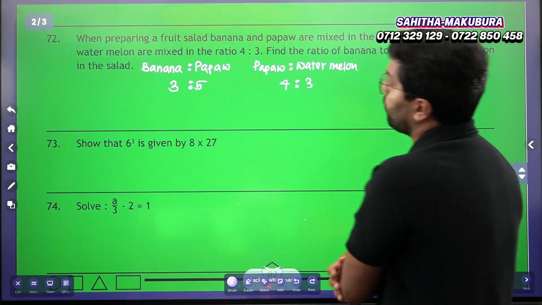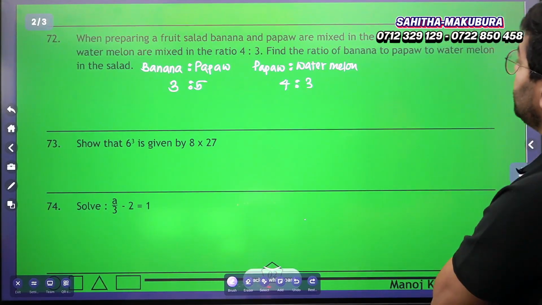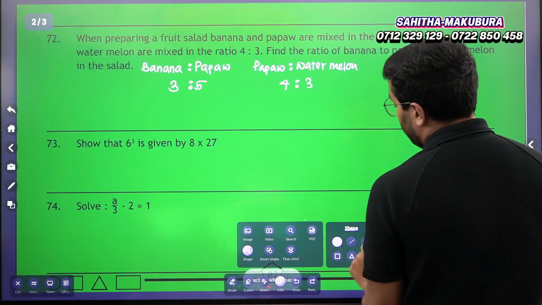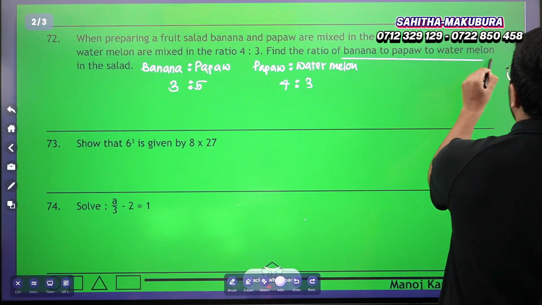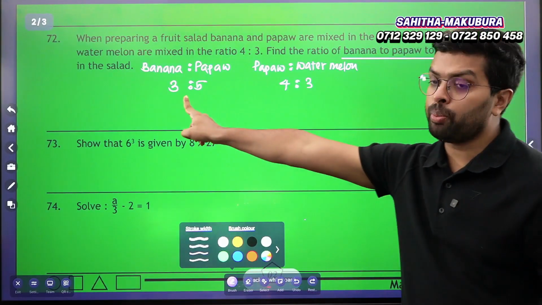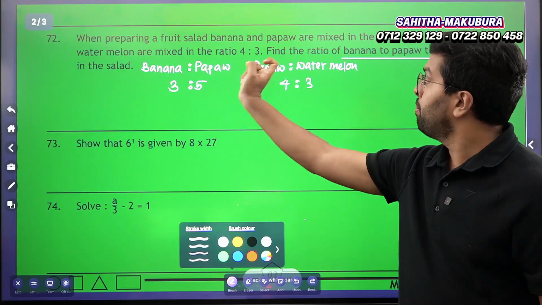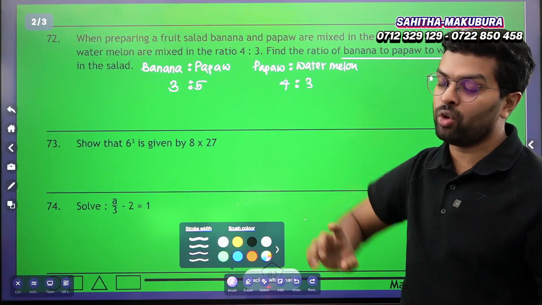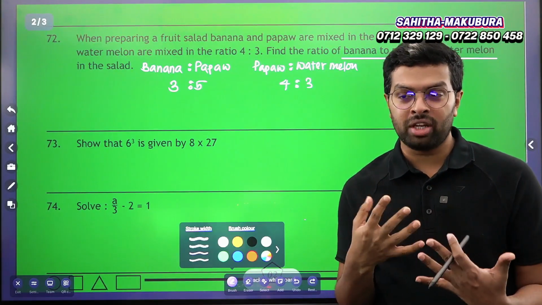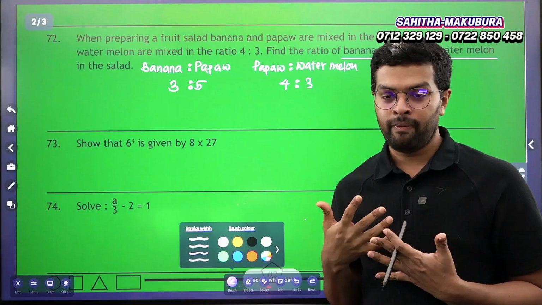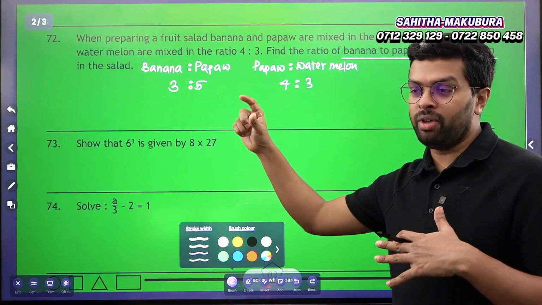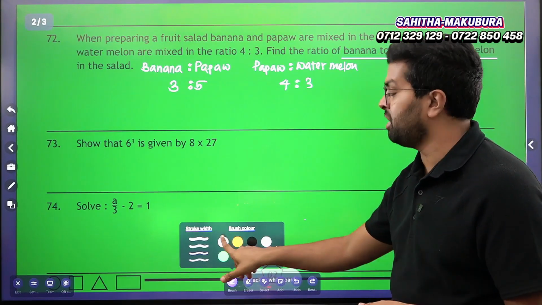This is going to be a good question. Find the ratio of banana to pepper to watermelon. That is what he is asking. Here banana to pepper the ratio is 3 to 5. Pepper to watermelon the ratio is 4 to 3. Can you remember when it comes to fractions, when adding two fractions, we had to get a common denominator? And when it comes to ratio, sometimes we take the equivalent ratios.